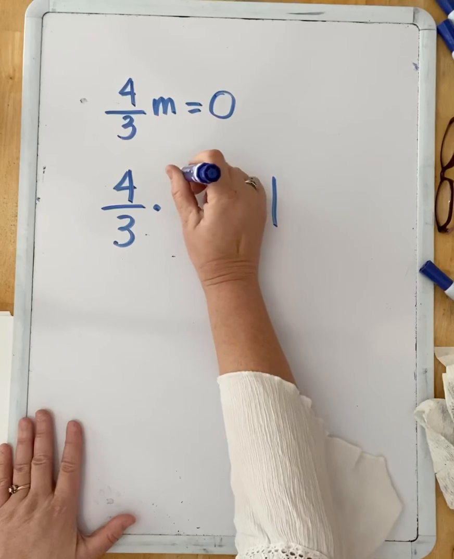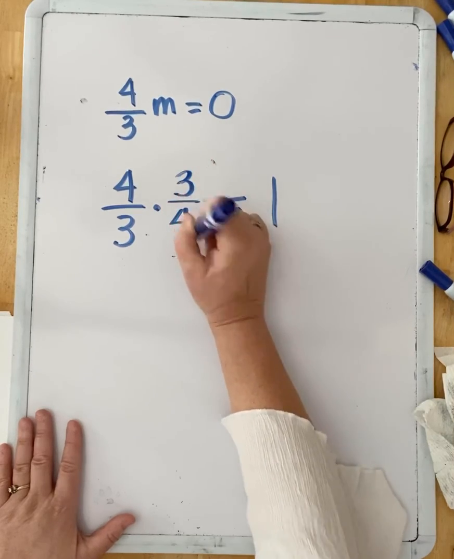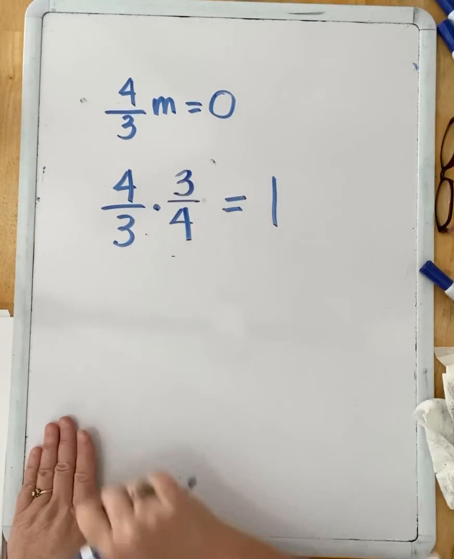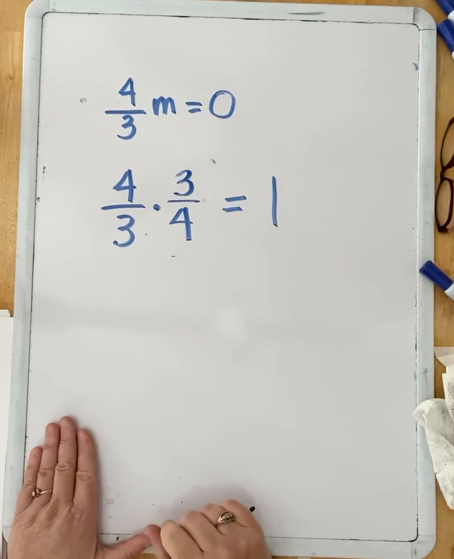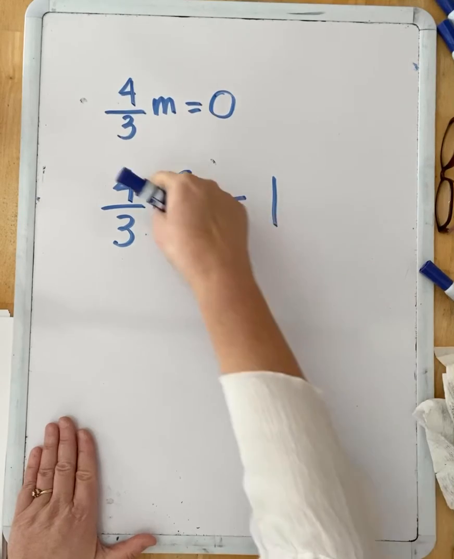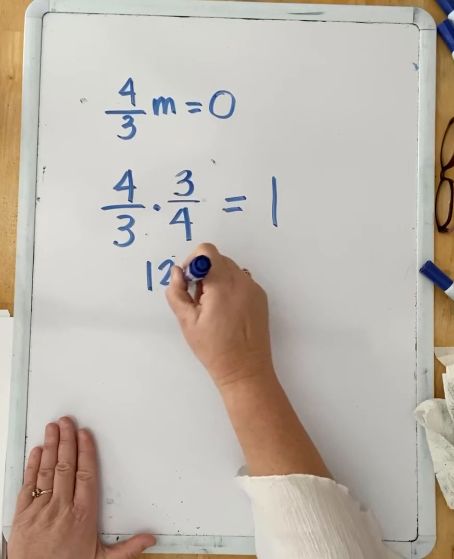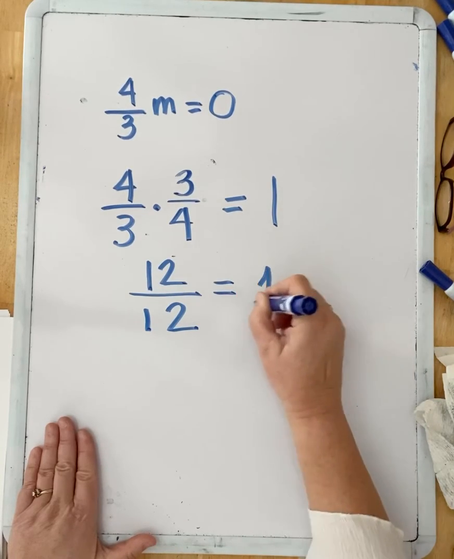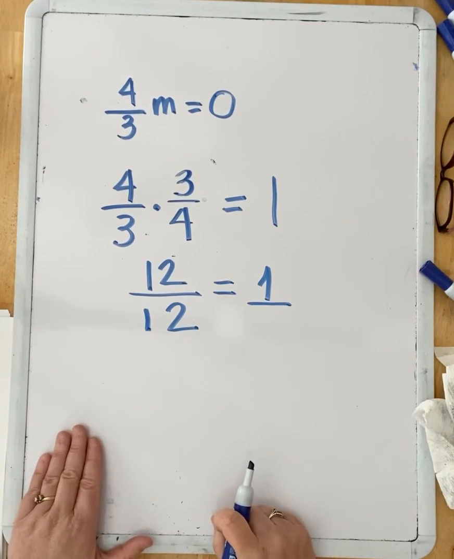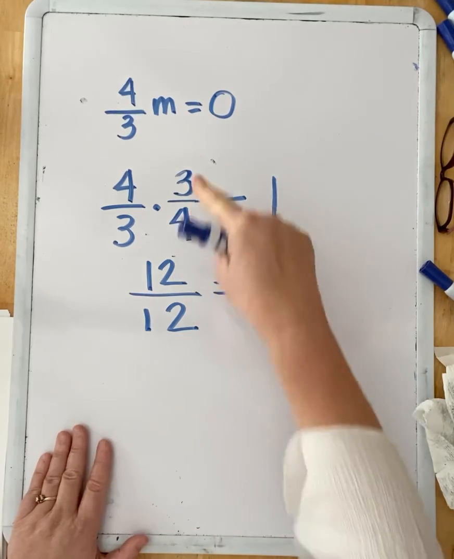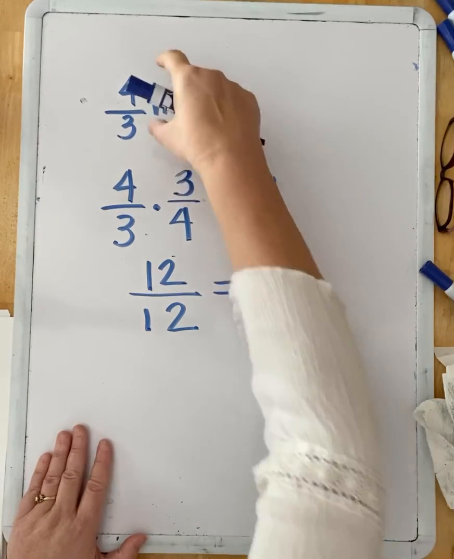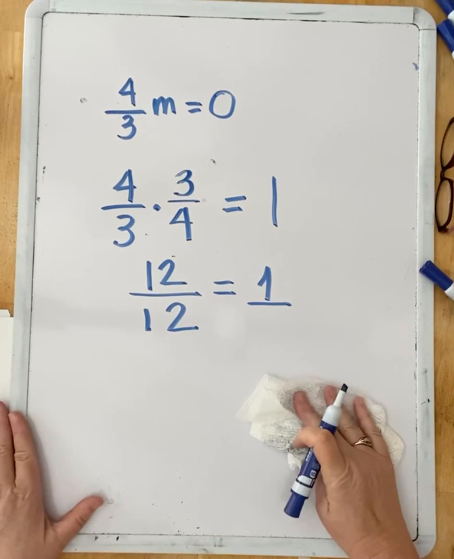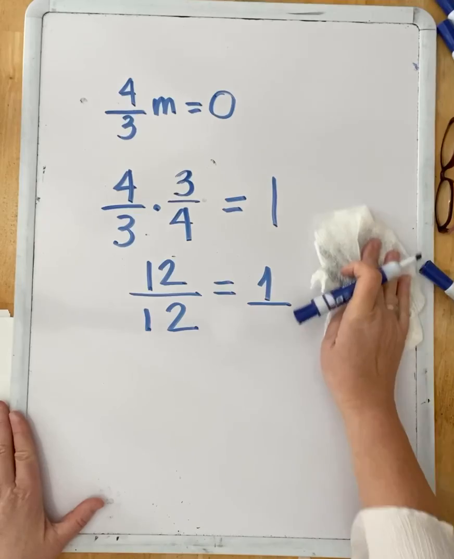So I'm going to multiply times 3 over 4. When I multiply by the reciprocal, I get the same number on the top as I do on the bottom, which creates the 1. 4 times 3 is 12. 3 times 4 is 12. 12 over 12 equals 1. So the number I want to use up here is this one. Make sure you write that down so that you don't forget it. You can always stop the video.